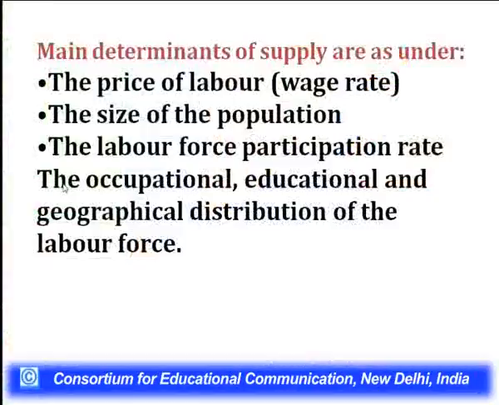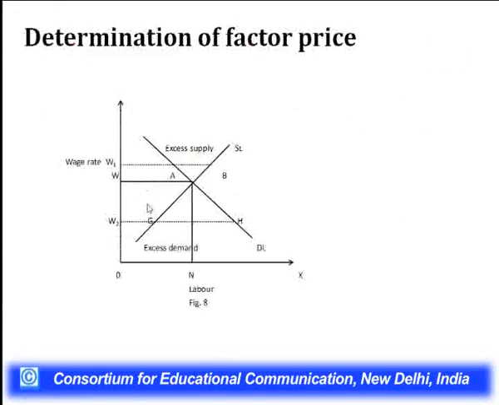People are there, but if they are not willing to work, supply would be less. So it depends upon how many people are willing to work at the going wage rate. This supply also depends upon the occupational, educational and geographical distribution of the labour force.